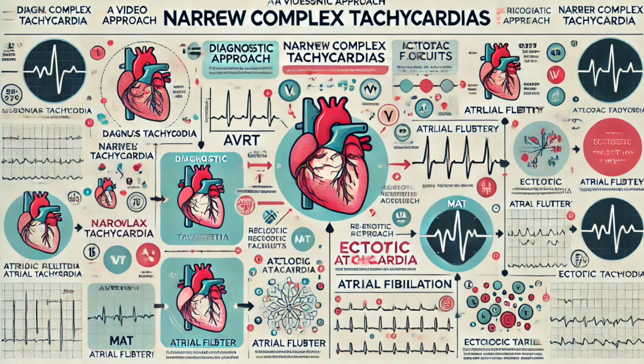Next up, ectopic atrial tachycardia, rate 100 to 200. We have automaticity from a single atrial focus or intra-atrial re-entry. And P waves can sometimes be present but abnormal in morphology.